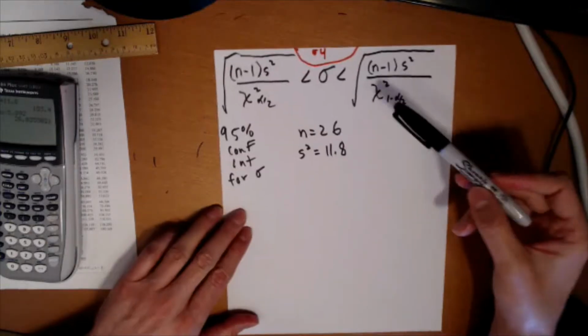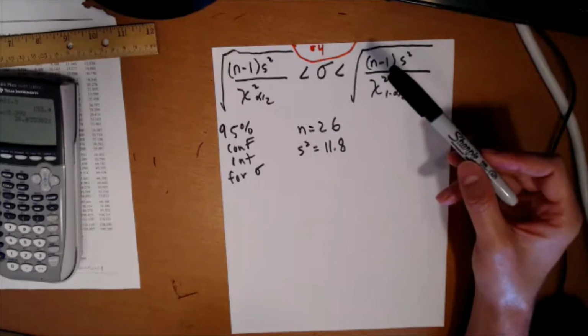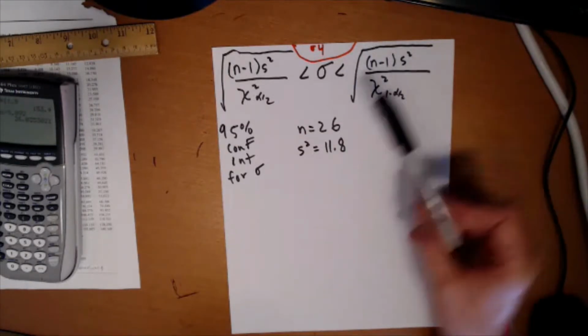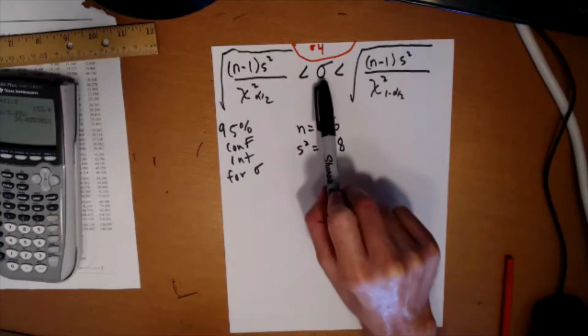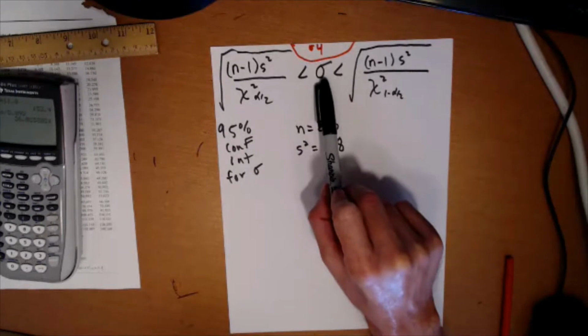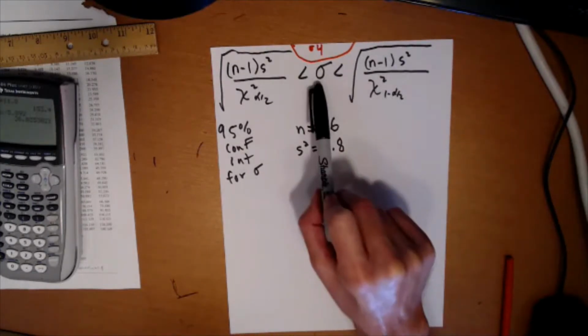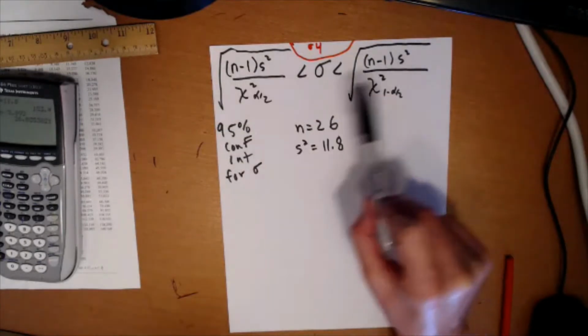Hey folks, problem number 4. In this problem, they want a 95% confidence interval for sigma. Notice we're going to use the formula which has sigma in the center. It looks just like the sigma squared formula, except all I did was square root everything. So the square root of sigma squared is sigma, and then the left side is just a big square root, right side just a big square root.